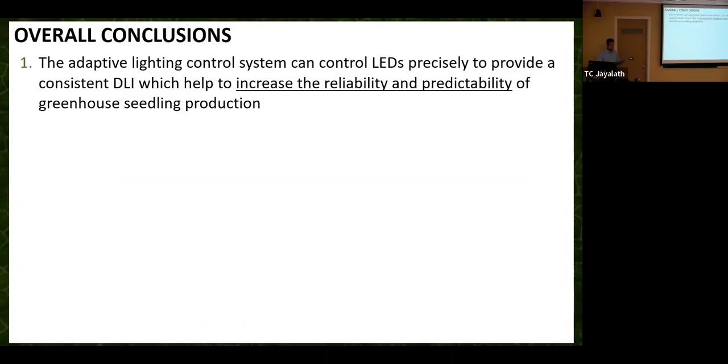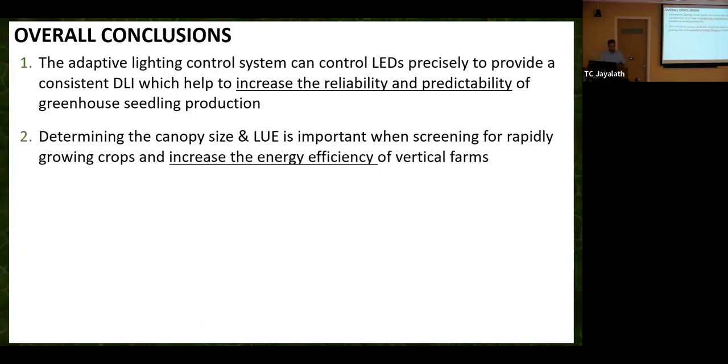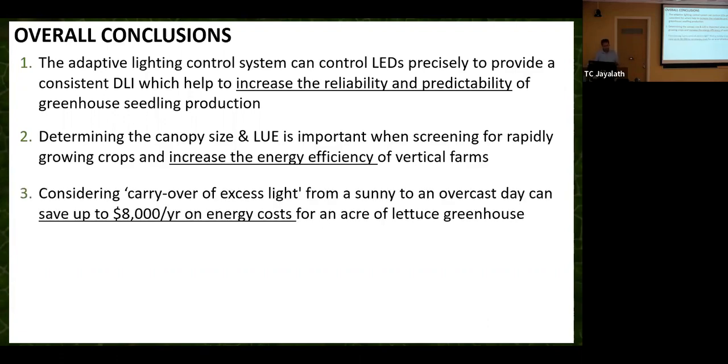For my overall conclusions from the first study, the adaptive lighting control system can control LEDs precisely to provide a consistent DLI, which helps to increase the reliability and predictability of greenhouse seedling production. In the second study, determining the canopy size and light efficiency is important when screening for rapidly growing crops, which helps to increase the energy efficiency in vertical farms. And the third study, considering the excess sunlight from a previous sunny day to an overcast day, can save up to $8,000 per year on energy cost in some areas of the United States per acre of greenhouse lettuce production.